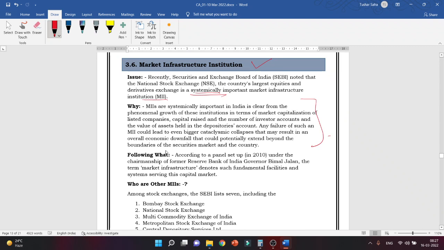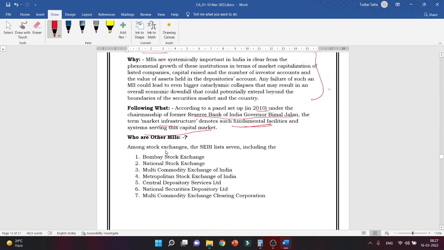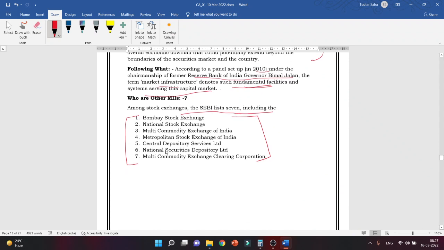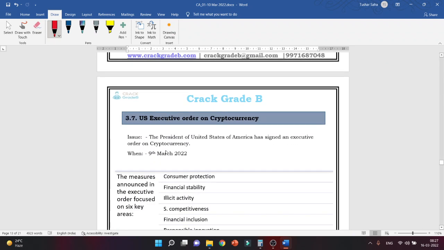You can go through it. According to the panel set up in 2010 under the chairmanship of former Reserve Bank of India Governor Bimal Jalan, the term market infrastructure denotes such fundamental facilities and systems serving the capital market. Okay, who are the other MIIs? Among stock exchanges, SEBI lists 7, including the Bombay Stock Exchange, National Stock Exchange, Multi Commodity Exchange of India, Metropolitan Stock Exchange of India, Central Depository Services, National Securities Depository, and Multi Commodity Exchange Clearing Corporation. So these are the 7 in the list. But for banks, there are only 3: HDFC, ICICI, and State Bank of India.